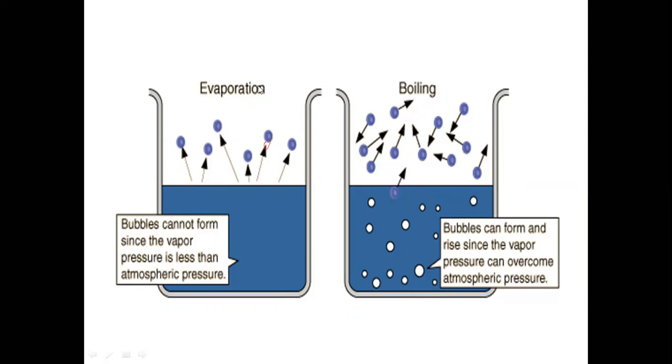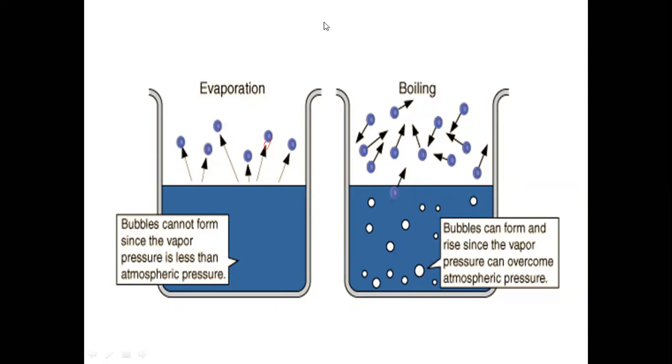Evaporation occurs at all temperatures. There is no fixed temperature where this process occurs. It's only taking place at the surface of the liquid. Boiling takes place at a fixed temperature and pressure. It involves the entire liquid, in which all the particles have gained sufficient kinetic energy so that they can escape into the gaseous state.